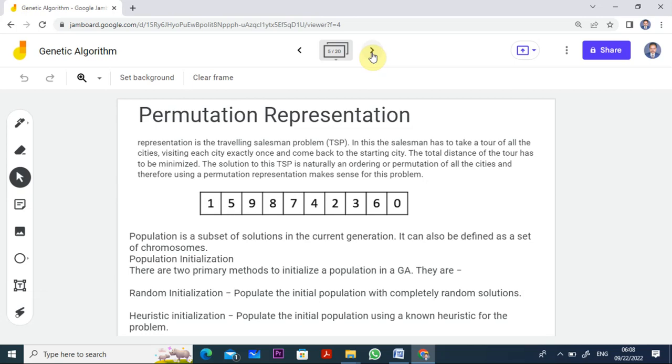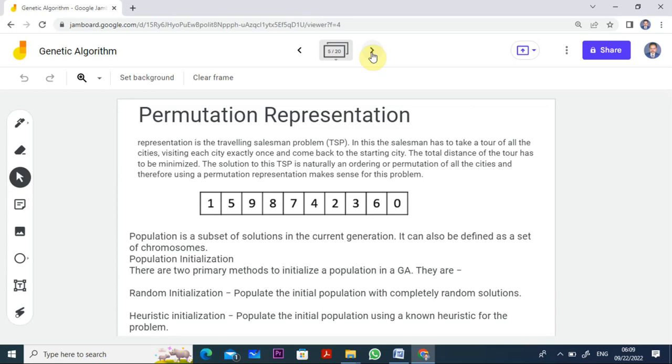Otherwise, every city you travel to only one time, and the total distance of the tour has to be minimized. That means we cover only the minimum distance, because the salesman has to cover it, and repeating again and again costs time as well as money. So in that case they plan it. Suppose I want to represent this type of problem using the genetic algorithm: A to B distance is 1 kilometer, B to C 5 kilometers, C to E 9 kilometers, like that. So these things are represented using this permutation representation.